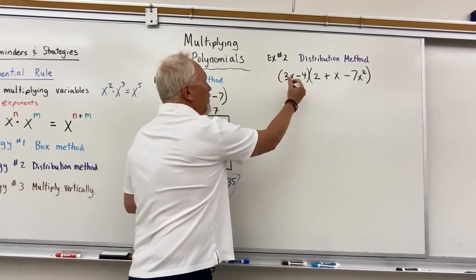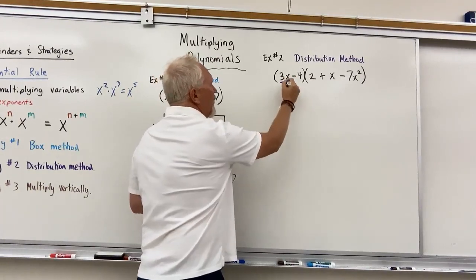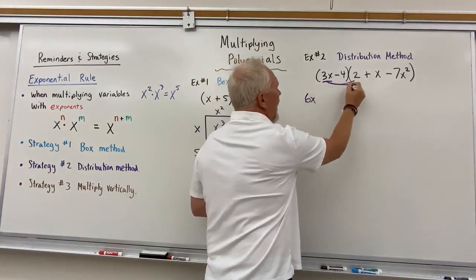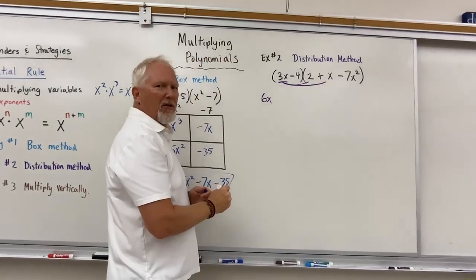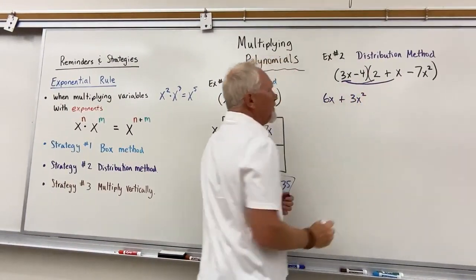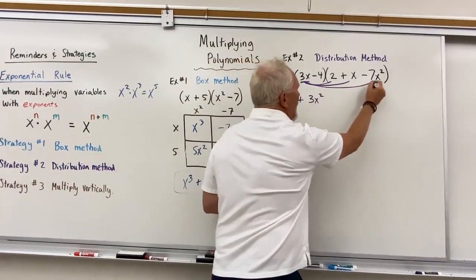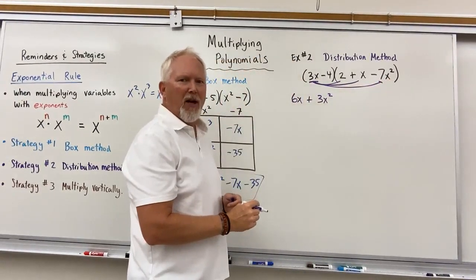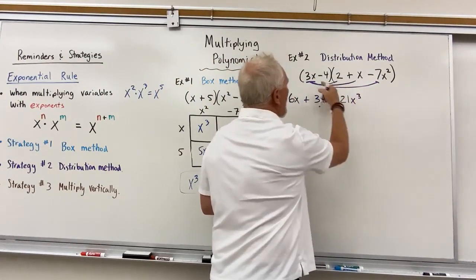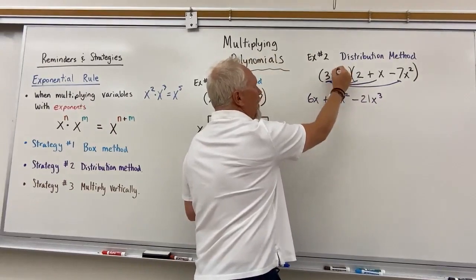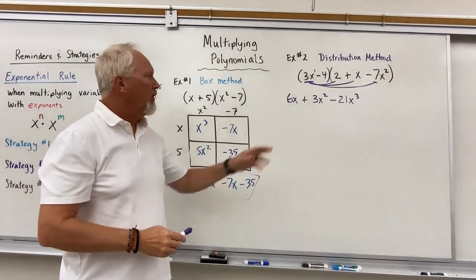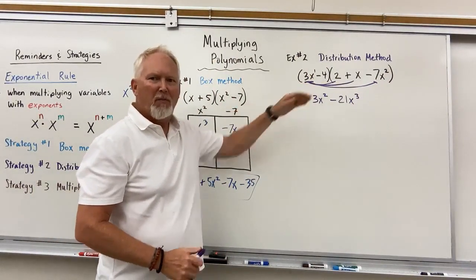So I'm going to first multiply by this 3x, and I'll multiply that by the 2, and I get 6x. And then I'll multiply the 3x by the x, and I get plus 3x squared. And then I'll finally multiply that 3x by the negative 7x squared, and I get negative 21x cubed. Remember, I'm adding exponents, this is a 1, so 1 plus 2 makes 3. Okay, so I'm done with the first monomial of this binomial here.